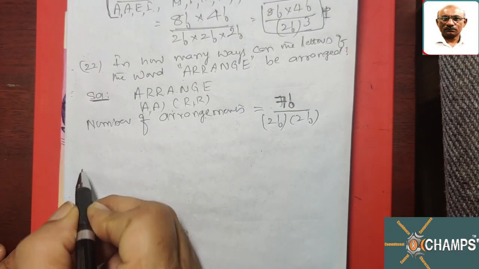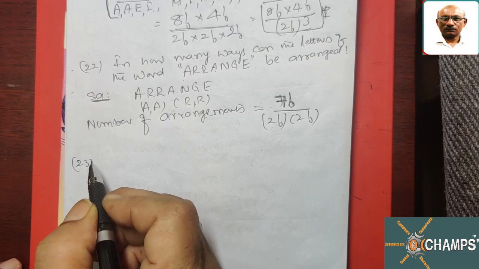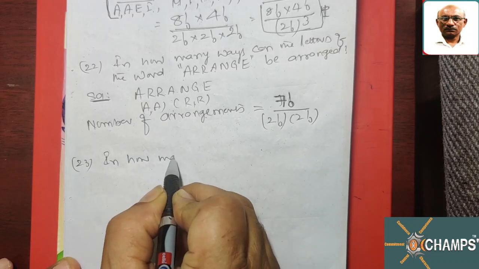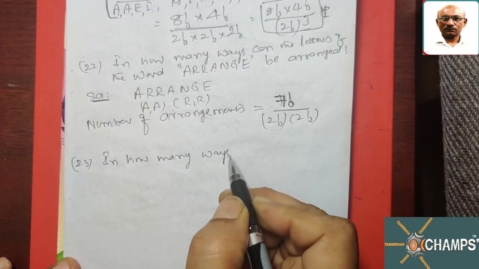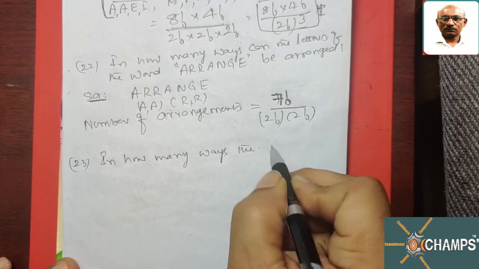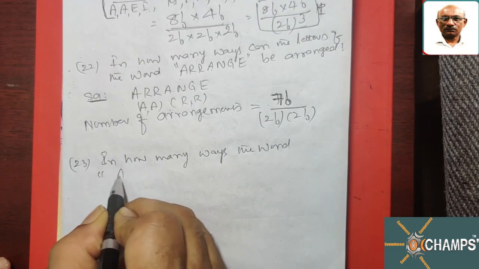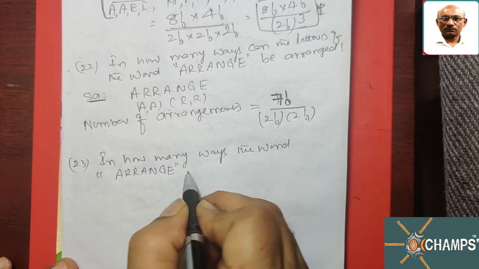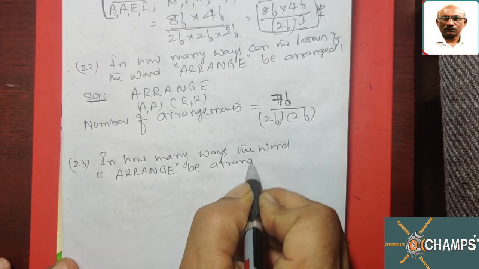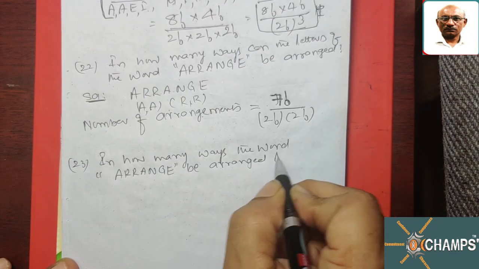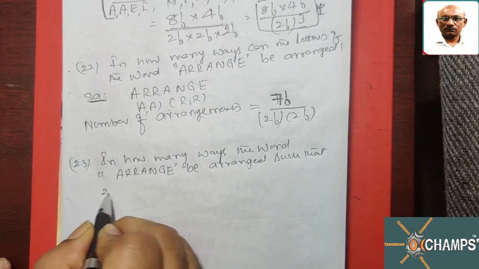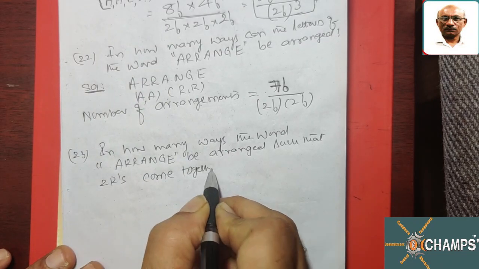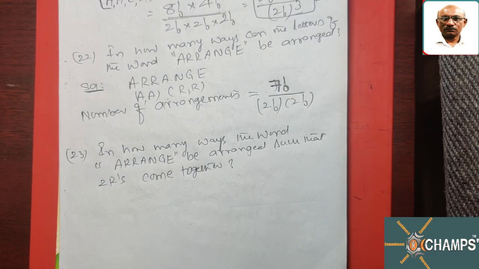Okay, let us see question number 23. In how many ways can the word be arranged such that two R's come together? This is my question.